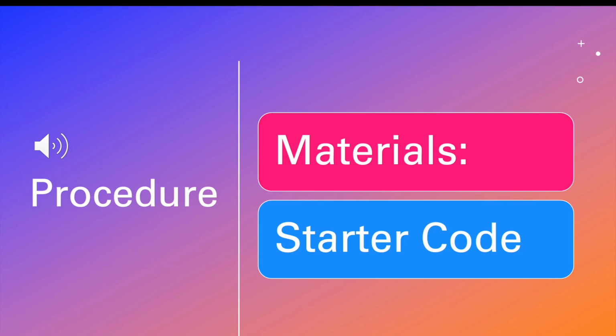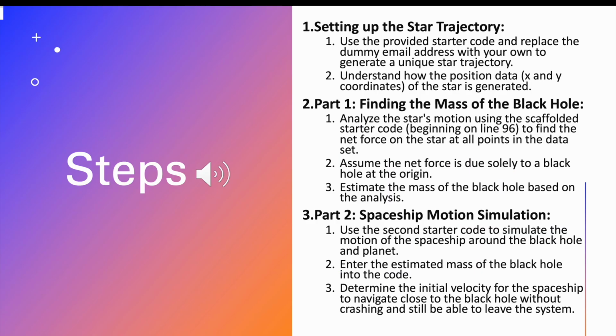All you need for this lab is the starter code. This experiment has 3 parts. First, setting up the star trajectory, for which you will use the provided starter code and an email address that is yours only, with a unique star trajectory. Second, you will find the mass of the black hole by analyzing the star motion to find the net force, assuming that the net force is only on the black hole at the origin, which you can then use to find the mass of the black hole. And third, the spaceship motion simulation: you will use the second starter code provided and enter the estimated mass found before and determine an initial velocity so it can leave orbit.